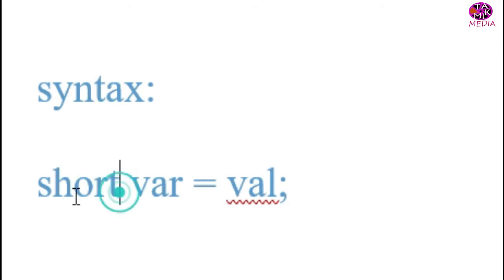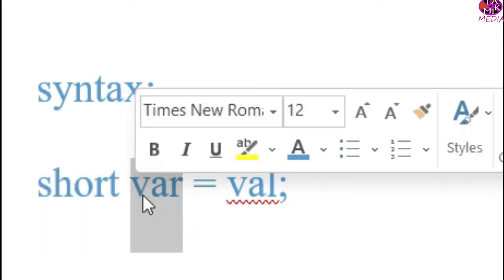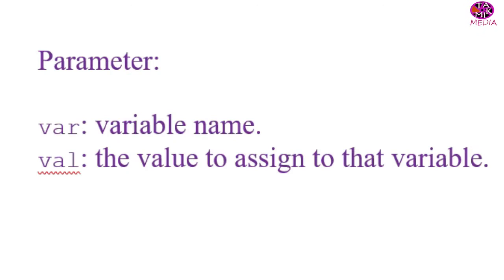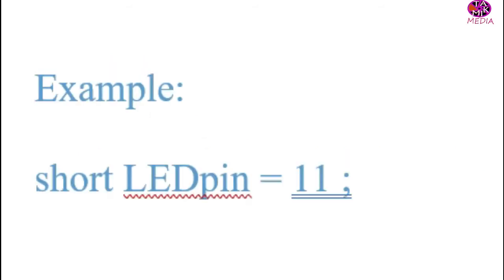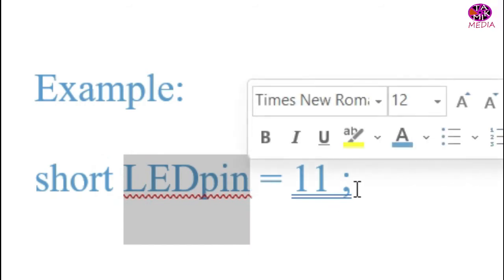Syntax. This is the keyword, then a variable name and a value. Only 2 parameters we need here, that is the variable name and the value to assign to that variable. Example, this is the keyword and this is my variable name and this is the value.